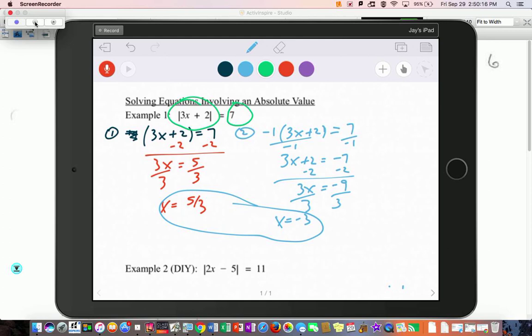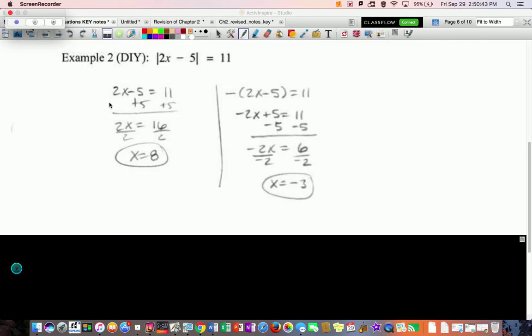So pause the video, do example 2 now, and come back and check your answer. So pause. So here's the positive side. Just drop the absolute value, solve it, get 8. And you can see they put a negative in front. This time they distributed, which is fine. I always divide by -1. It's the same thing, but when you do this, you'll get -3.